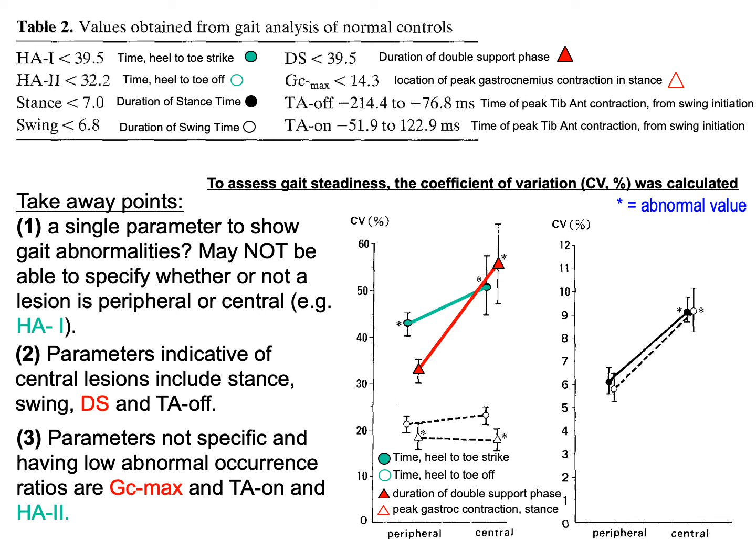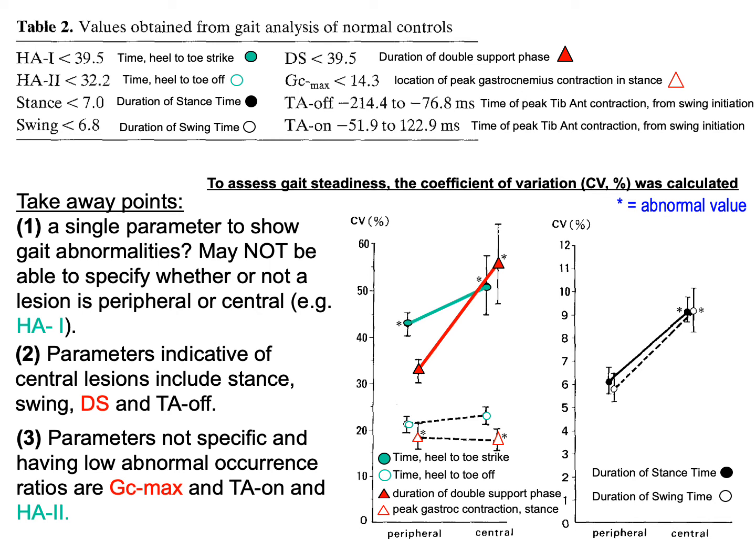They also found that there were some parameters that weren't specific, and they had fairly low abnormal occurrence ratios, and this was on some of those EMG metrics. So I've highlighted a few in my slides here with regards to the peak gastrocnemius and the tibialis anterior values as well. And the last thing, I guess, the duration of stance time. One of the things that did seem to come out here was that the variability was quite a bit higher for stance and swing time within the central group.